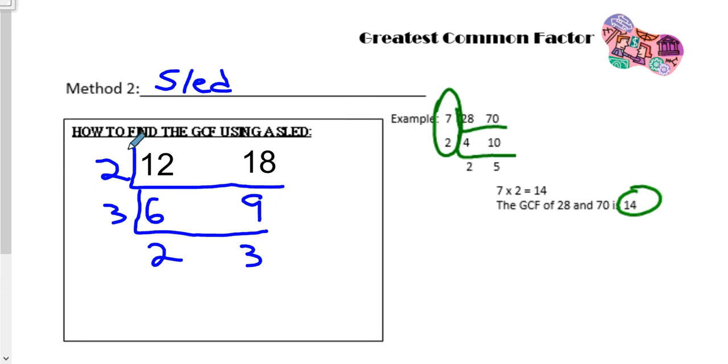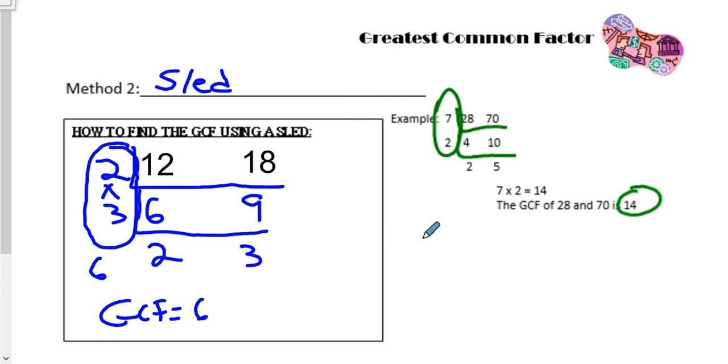GCF is on the left. Whatever you have on the left side, multiply those together. That gives your GCF. So 2 times 3 is 6. So my GCF here equals 6.